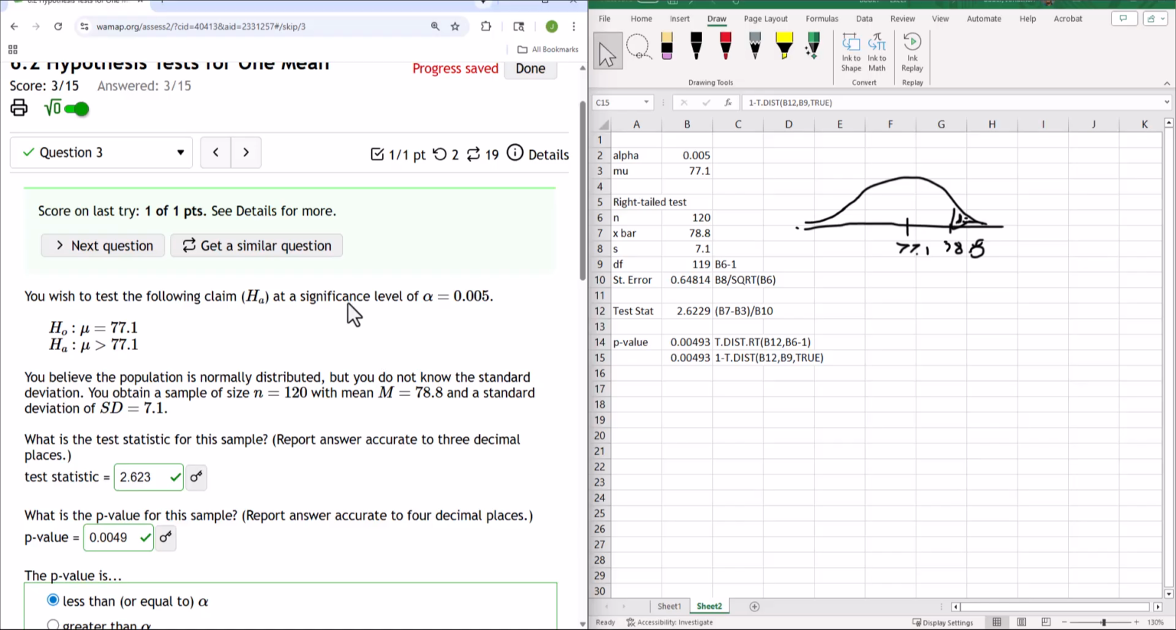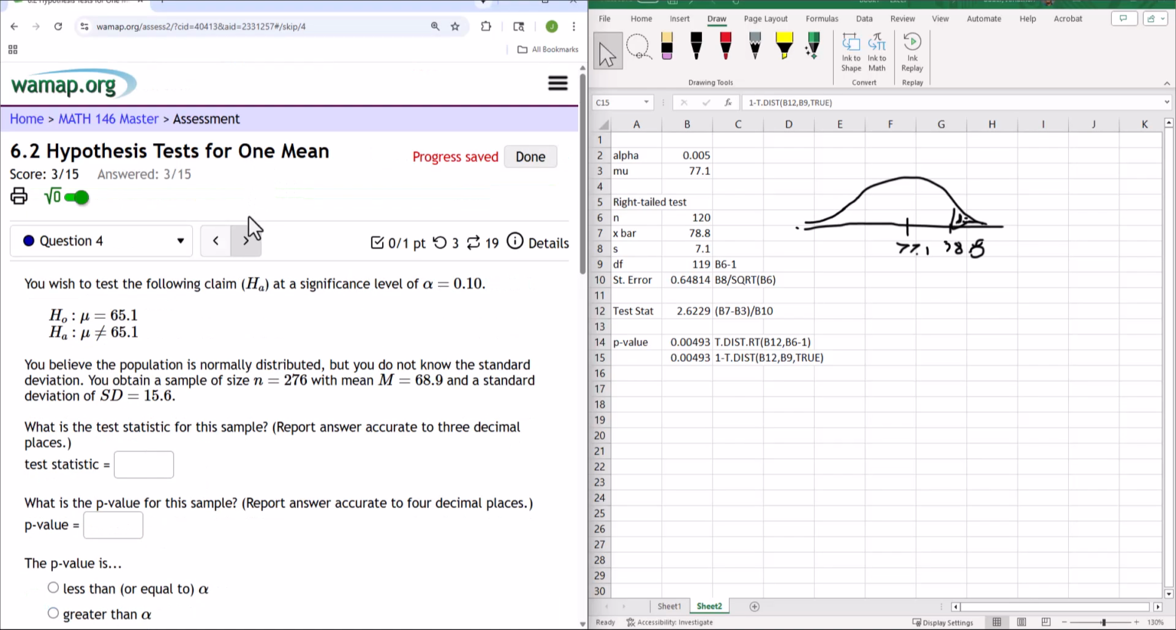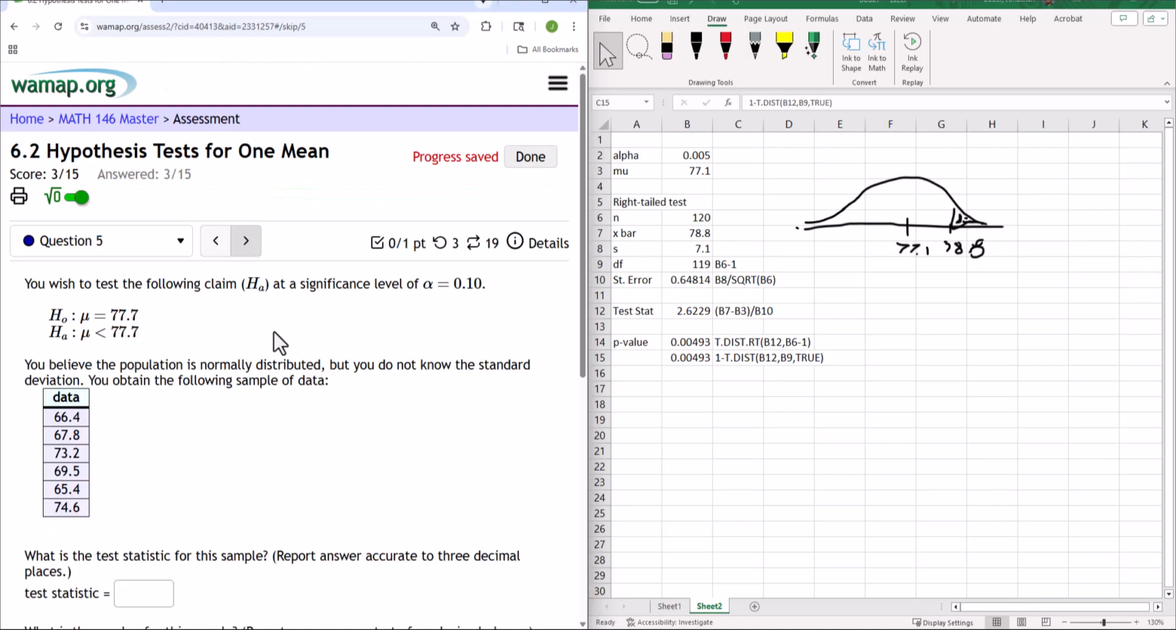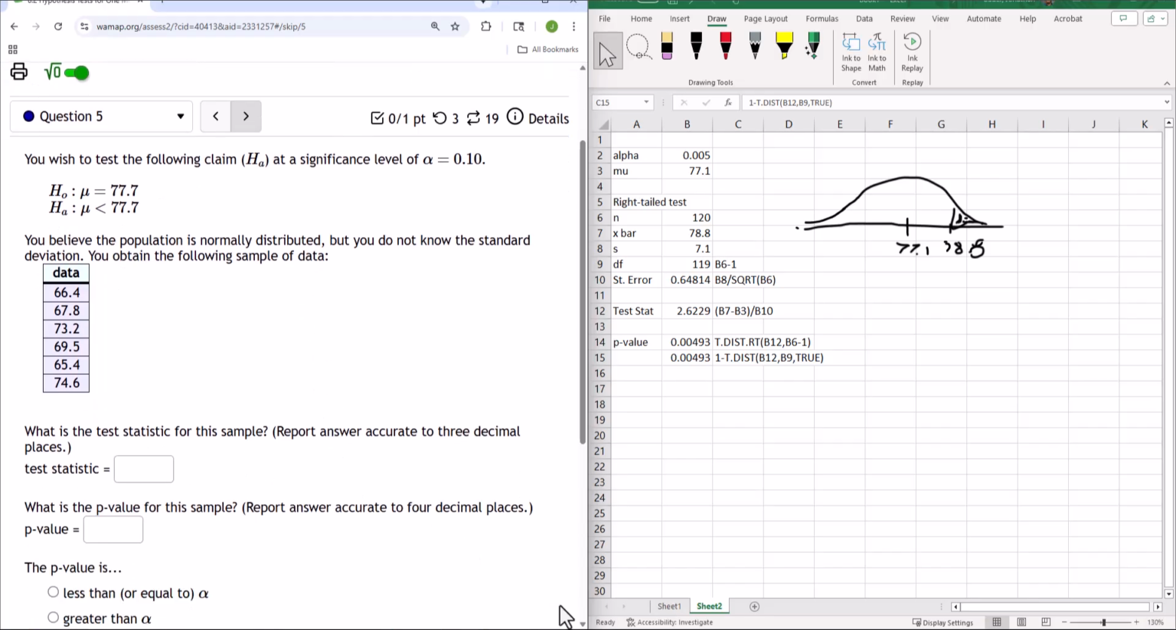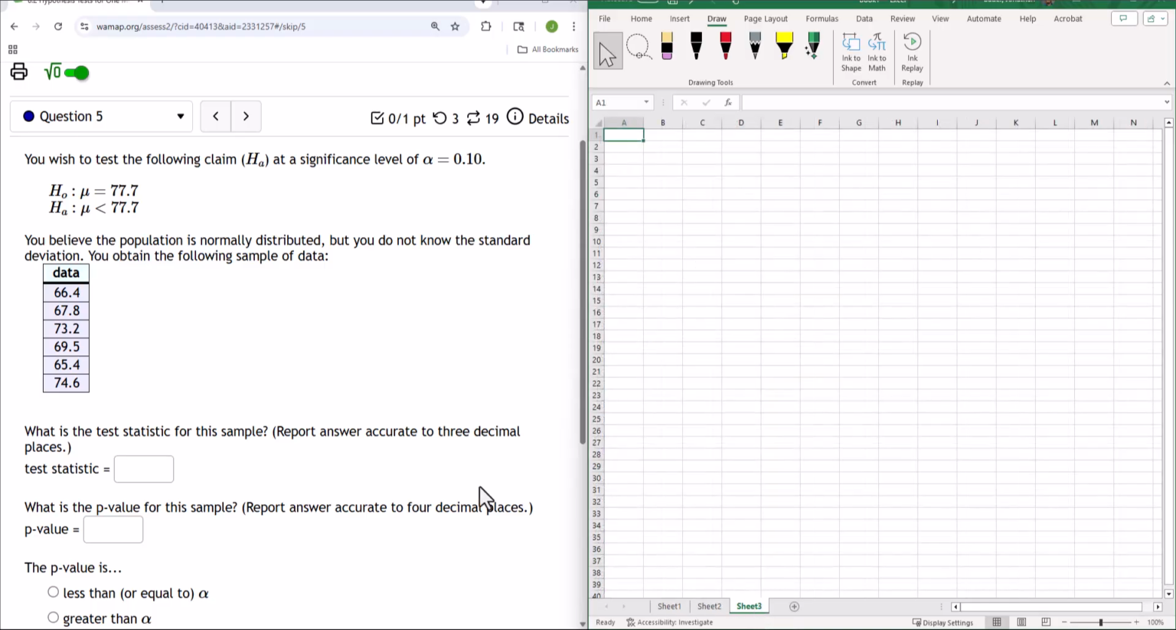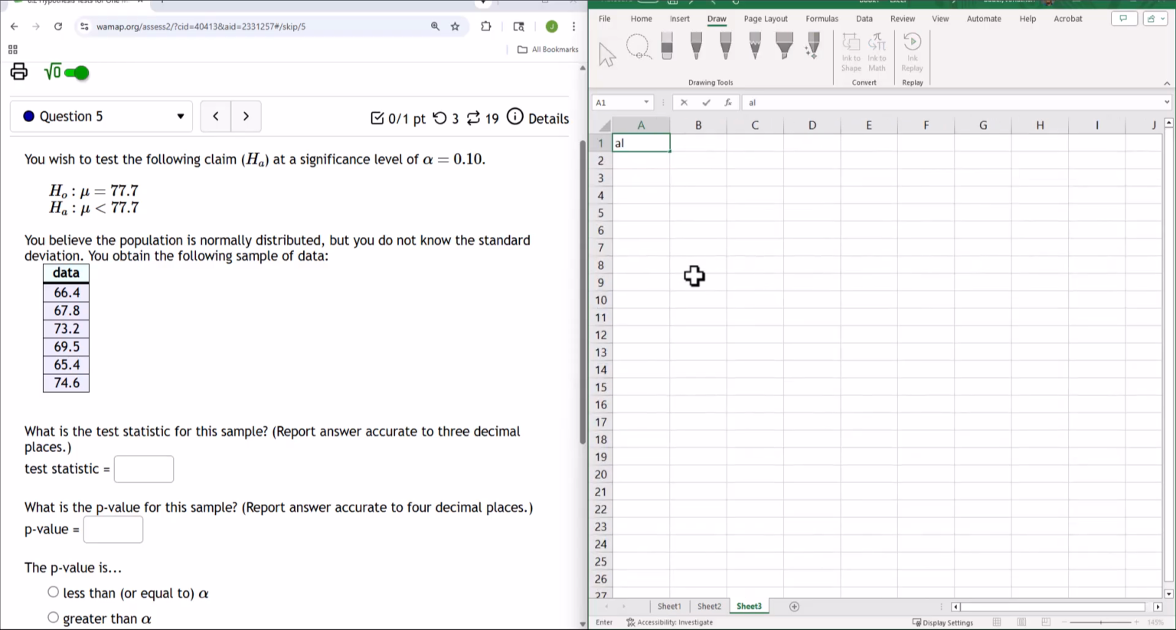And there we go. All right. Now here is another two-tailed one. I want to get to this one if I have time. Because notice, a little different. We've got a null, an alternate hypothesis, and an alpha. So I'm going to take those in.